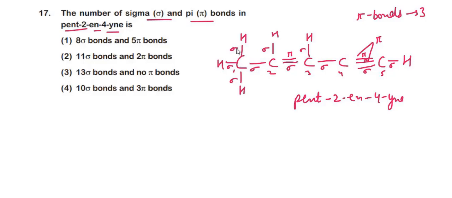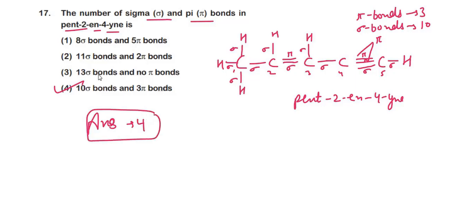Now calculate the sigma ones. 1, 2, 3, 4, 5, 6, 7, 8, 9 and 10. So we can say that here sigma bonds are 10. So our correct option is option number 4, that is 10 sigma bonds and 3 pi bonds.